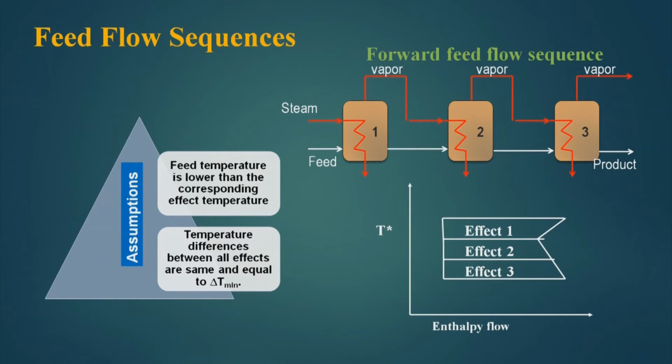This will look like this. Now, if I consider this feed temperature is less than the boiling temperature of effect 1, then it will consume more energy and this will be the sensible heating part. But for effect number 2 and 3, the feed temperatures are superheated and that is why this part will be longer than this part. So, this part will be longer than this part. So, it will take a shape like this. So, for a forward feed flow sequence for a triple effect evaporator system, my temperature and enthalpy diagram will look something like this.